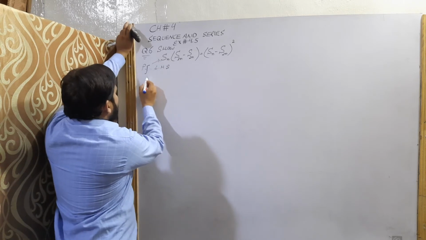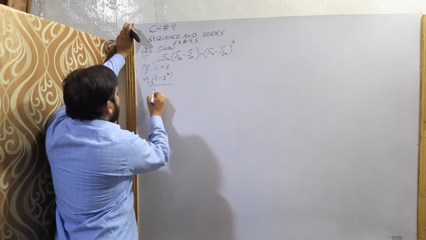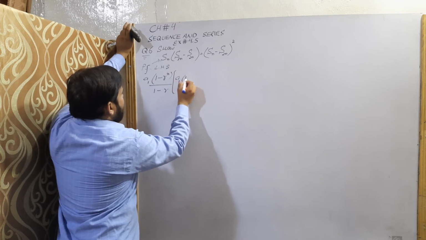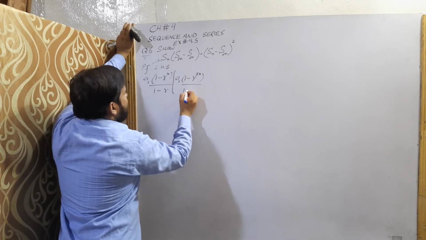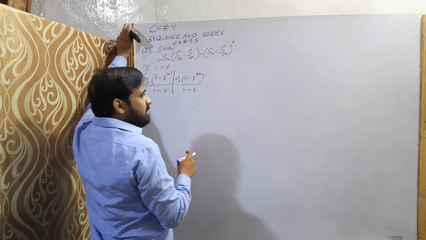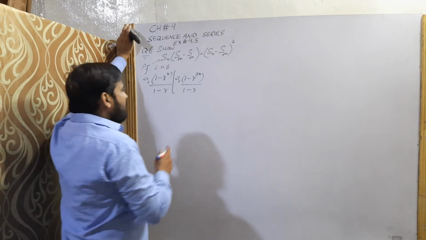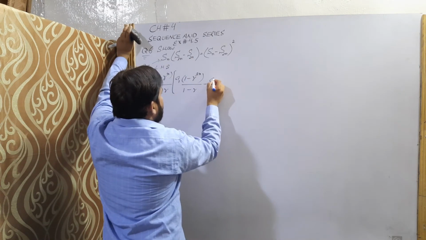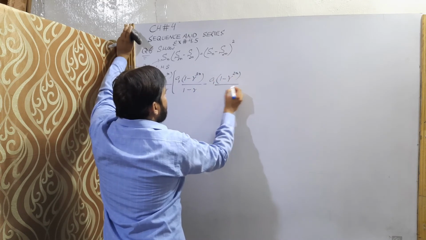Sn formula: a1 times (1 minus r raised to power n) divided by 1 minus r. S3n: a1 times (1 minus r raised to power 3n) divided by 1 minus r. Simply we are using the formula of summation in case of geometric series. There is an option whether r is less than 1 or greater than 1, we can use both formulas. Here we use the one for r less than 1. S2n: again the formula, a1 times (1 minus r raised to power 2n) divided by 1 minus r.